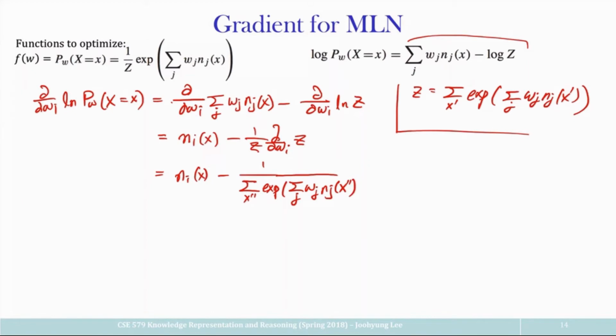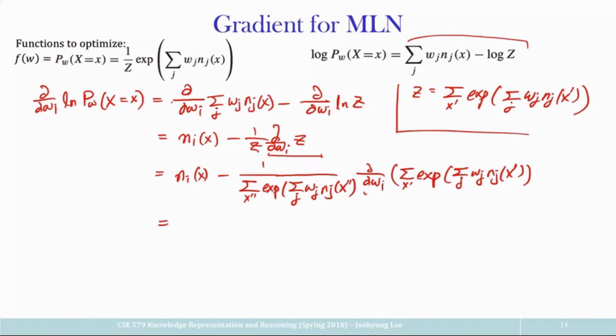Okay, so this is 1 over Z, and then I have this part. Now, actually, let me just write here. This is the derivative of the Z, the same Z. But this time, for a reason that will be clear, let me use x prime to range over all those interpretations. Okay, so that gives me the same one. Okay, so we have x and x double prime and x prime.